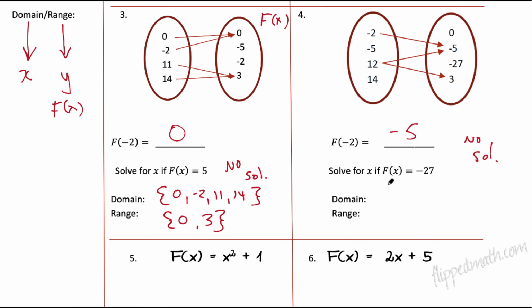Okay, what else we got here? Domain. Now the domain, I'm only going to use the values that get used. So -2, 12, and the range would be 3 and -5. So we're going to put those in. Easy enough? We just got to keep in mind, x is on the left, y is on the right.